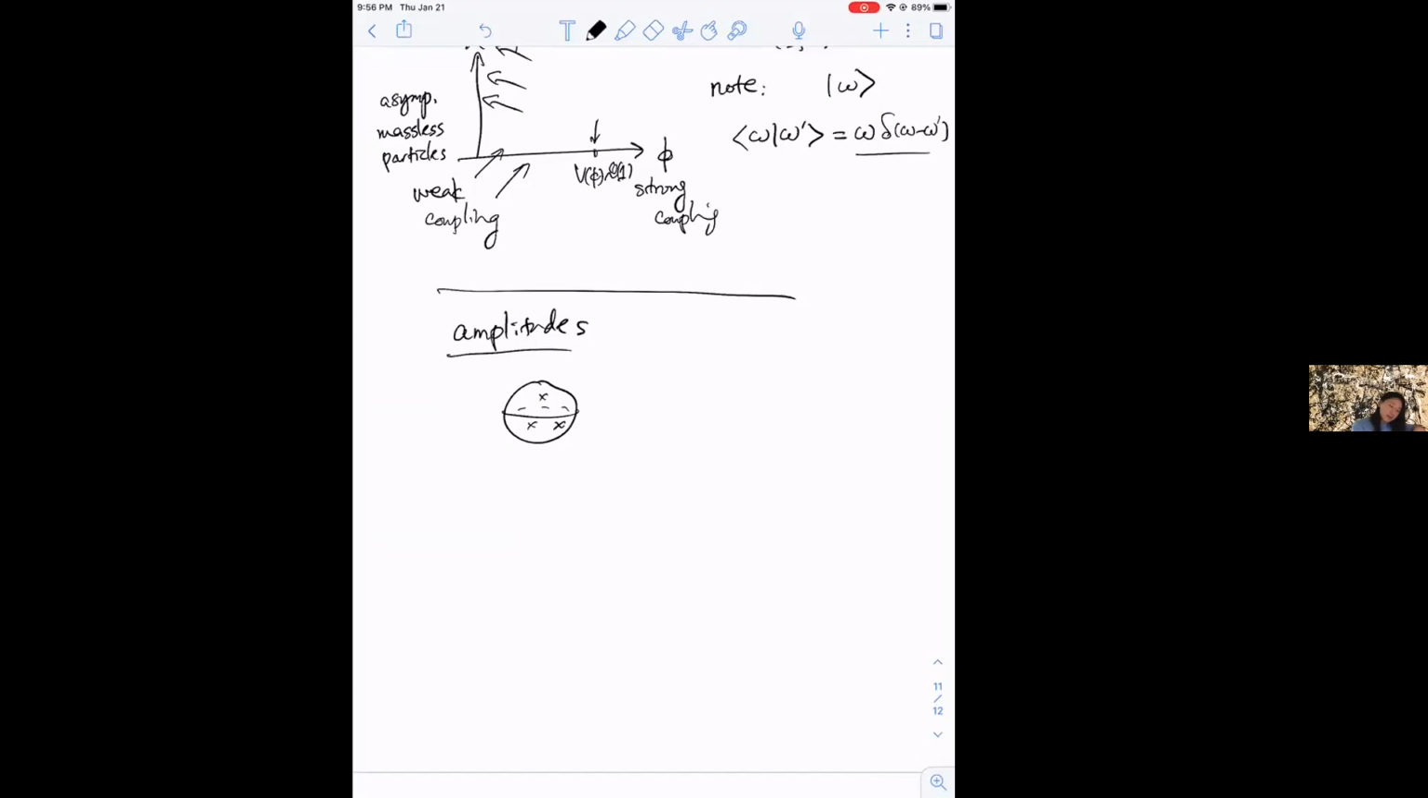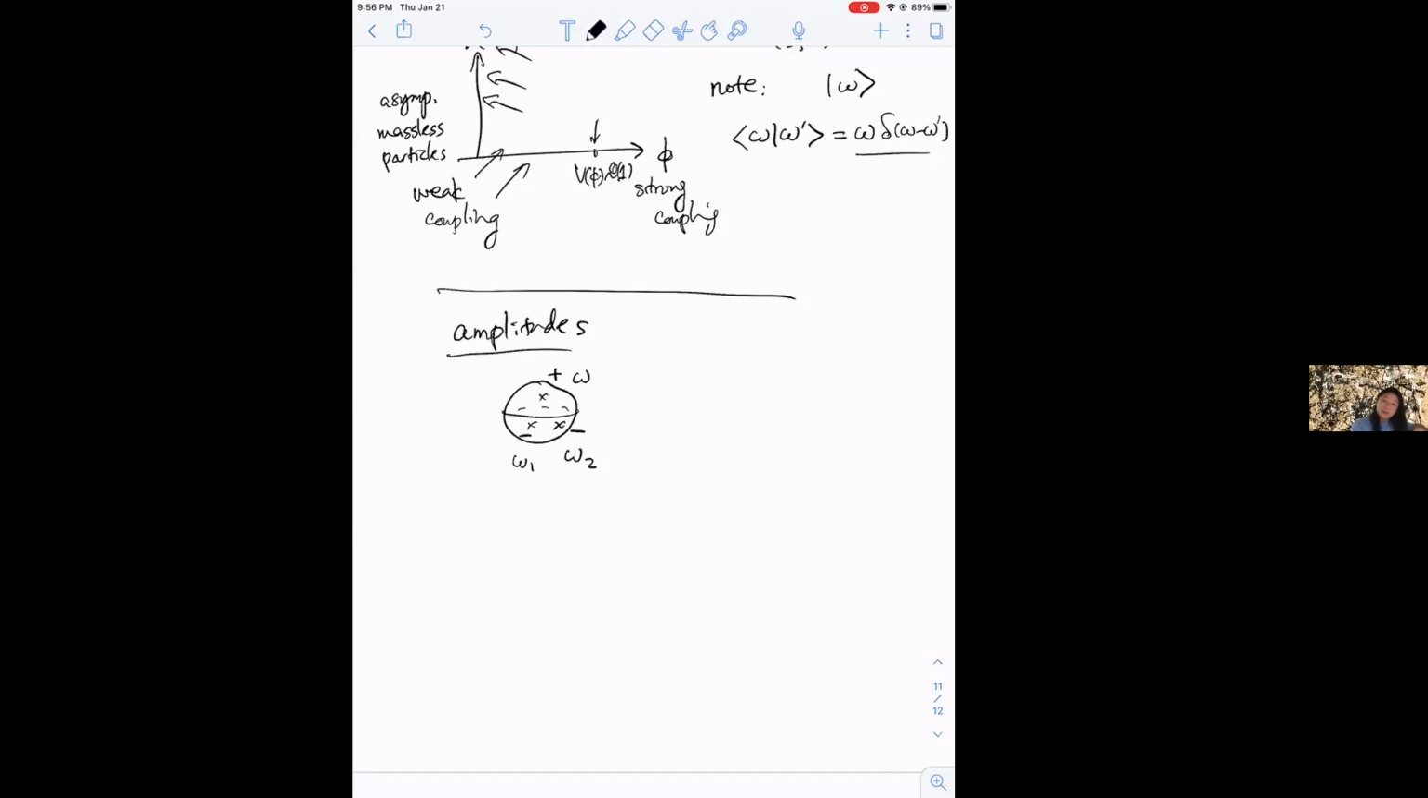So you have some, let's say, incoming and outgoing. I'll just label them by plus and minus with some energy omega, omega one, omega two. Okay, so what is this? Well, you can calculate. Let me just specify the convention.